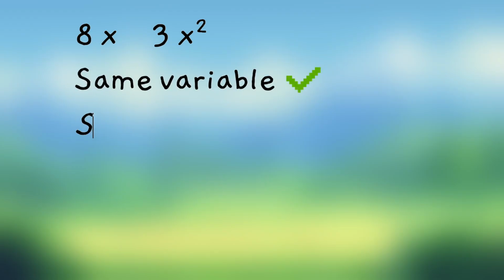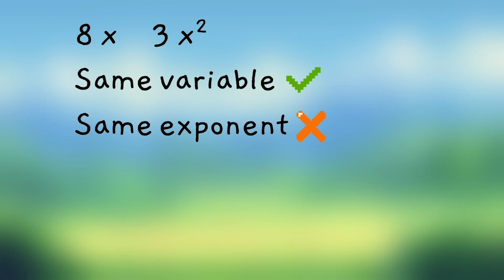Now look at the two terms 8x and 3x squared. Are these like terms? No. They both have the variable x, but they are raised to different powers. Their exponents are different. Can you add these terms together? Yes, you can, but you just get 8x plus 3x squared.